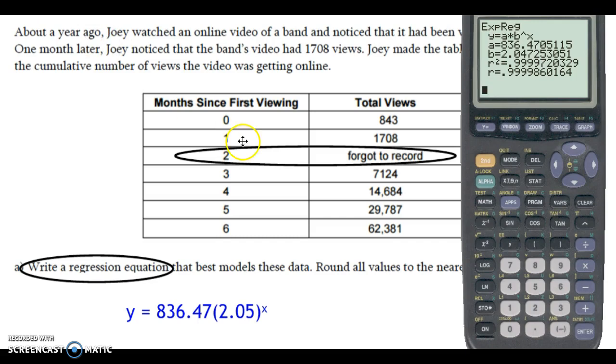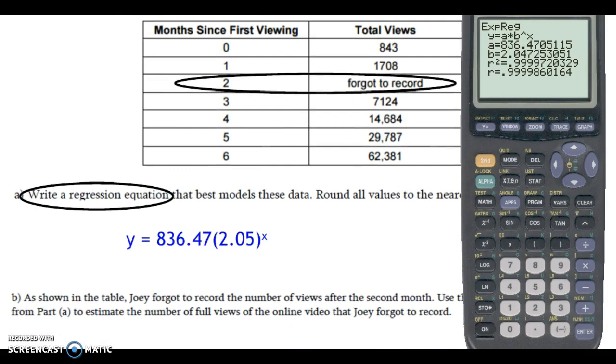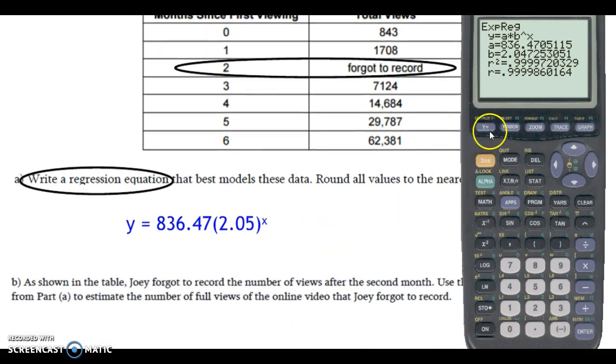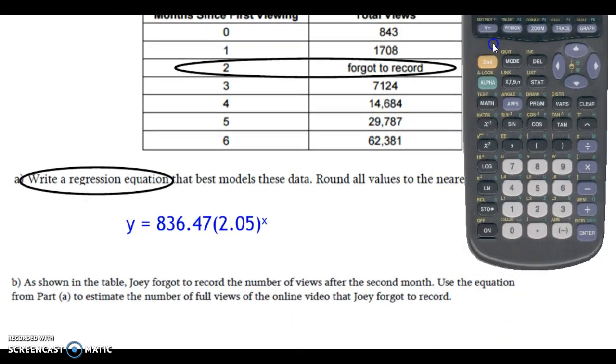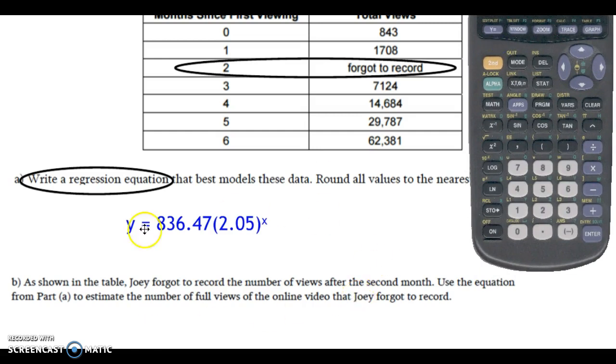All right, at the beginning of the video, I told you that regression equations were sometimes used to make predictions about data. In this case, it's no exception. Question letter B says, as shown in the table, Joey forgot to record the number of views after the second month. So what we're going to do is use the equation that we just found to estimate the number of full views of the online video that Joey forgot to record. So our X value in this case, the number of months, we're going to use 2. Forgot to record, well, we'll try to determine what that is because that's going to be the Y value.